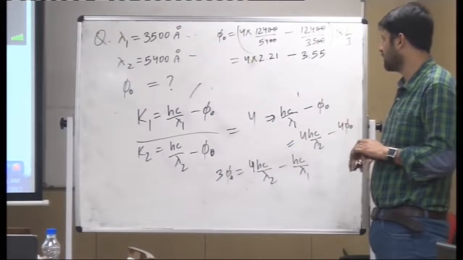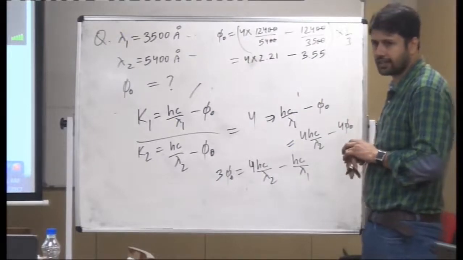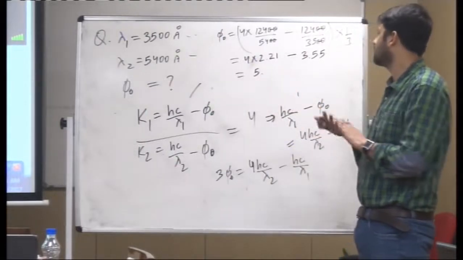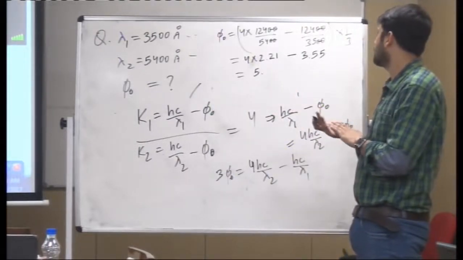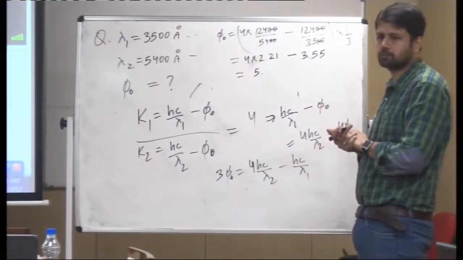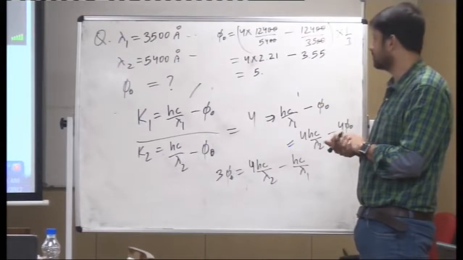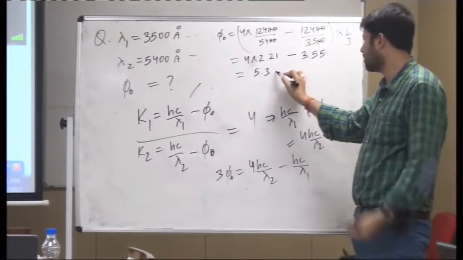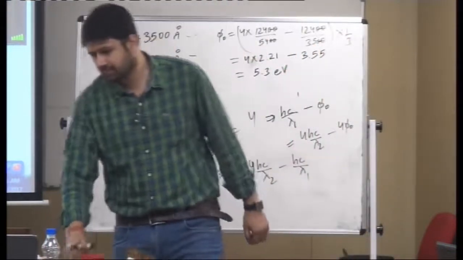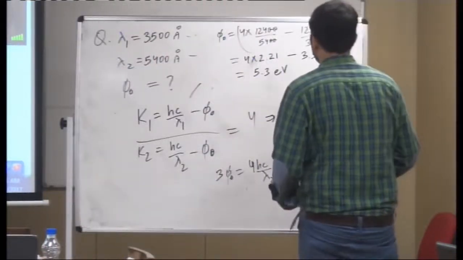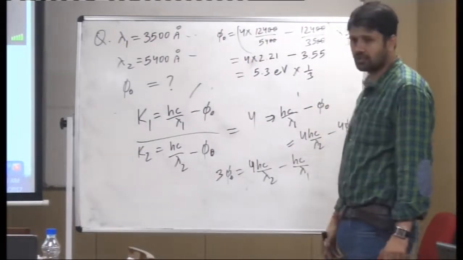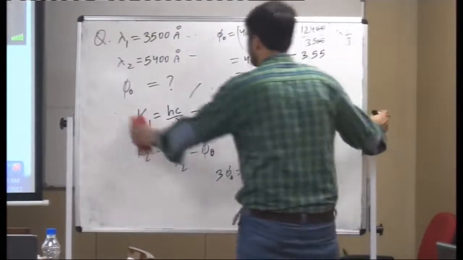Approximate values would be these, right? So the answer would be how much? Somewhere around 5.3, 5.4. Okay, 1/3 of it, right?